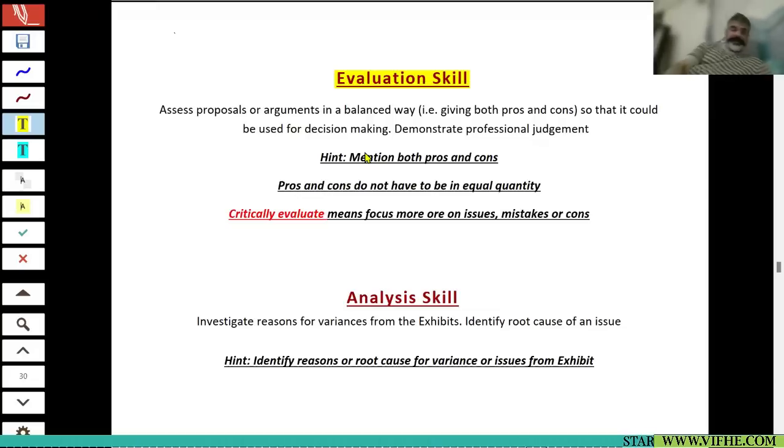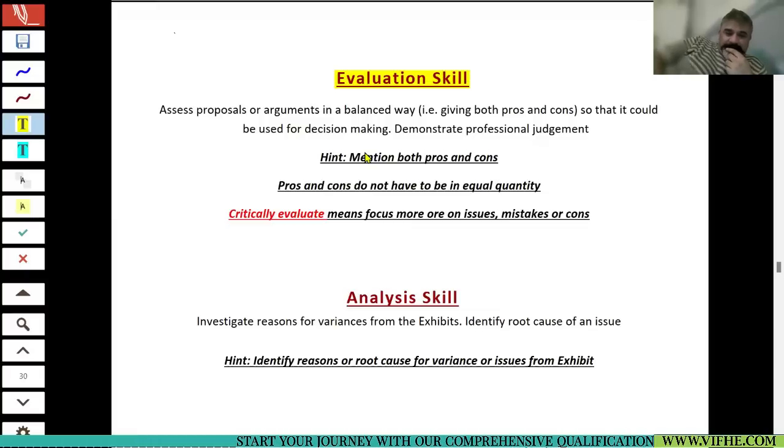Is this clear, guys? Sorry, guys. I have a pain in the back, so I'll just change my posture. Clear, right? Okay.